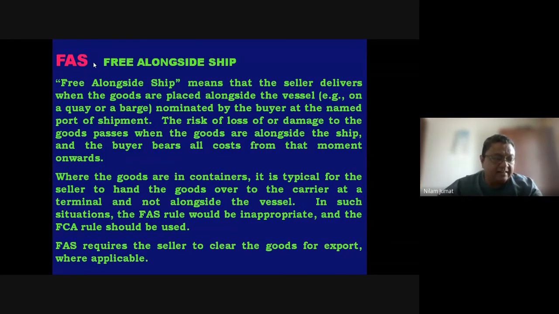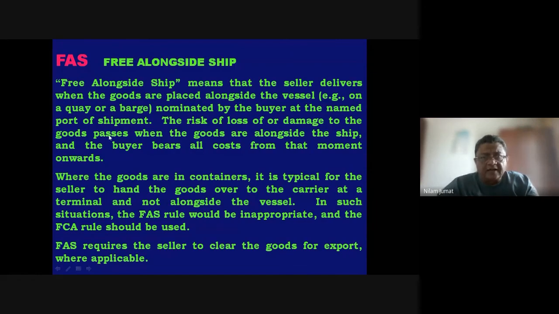FAS means the exporter's delivery point is that he takes it to the port, to a place near the ship. There are certain identified areas in the port, and he delivers the goods alongside the vessel. He doesn't have to put it on the ship. Only alongside, he goes and delivers. But this is a very rare situation. Normally it doesn't happen, not commonly used.